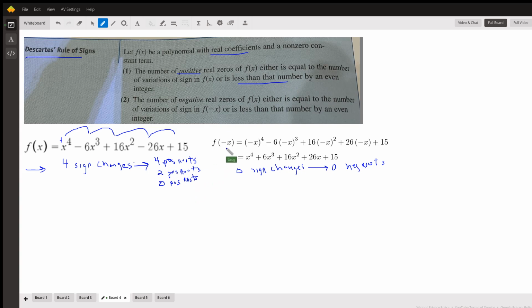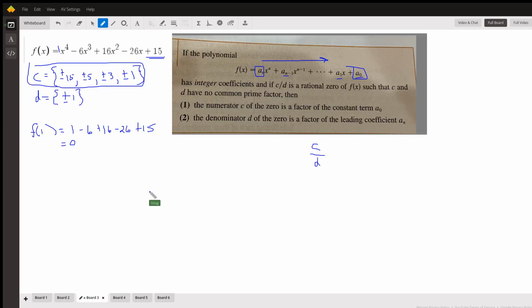If I find f of the opposite of x, you can see how I put negative x in for x, and when I raise to the even power, the negatives become positive. There are 0 sign changes. So that means there's 0 negative roots for this function. If we go back to board 3, that means it doesn't make any sense to test the negative numbers. So the numbers we're looking at as possible rational roots are 15, 5, 3, and 1.